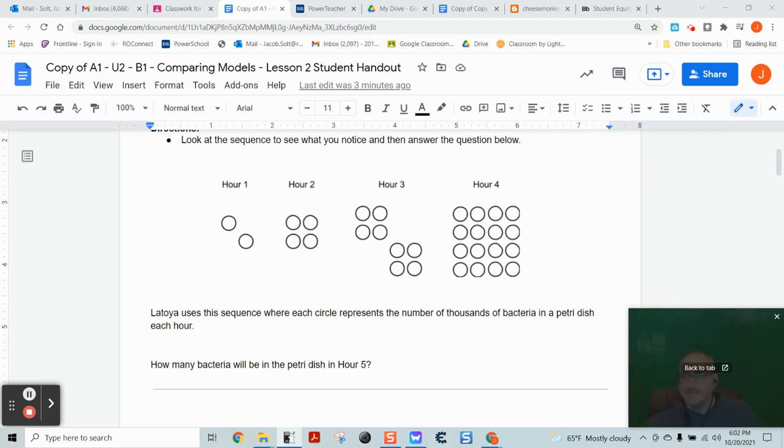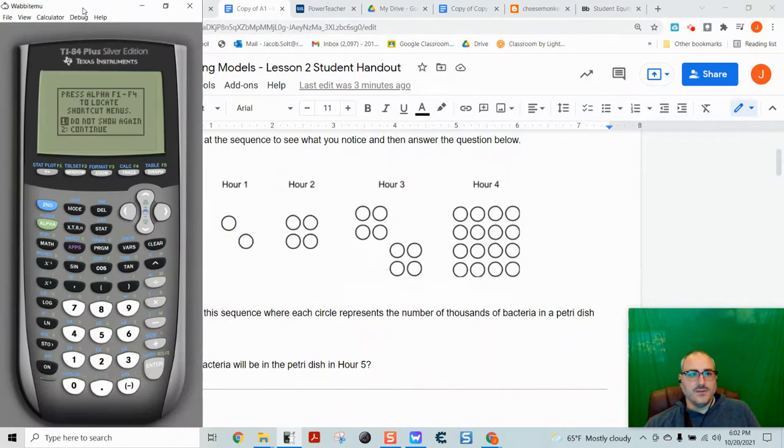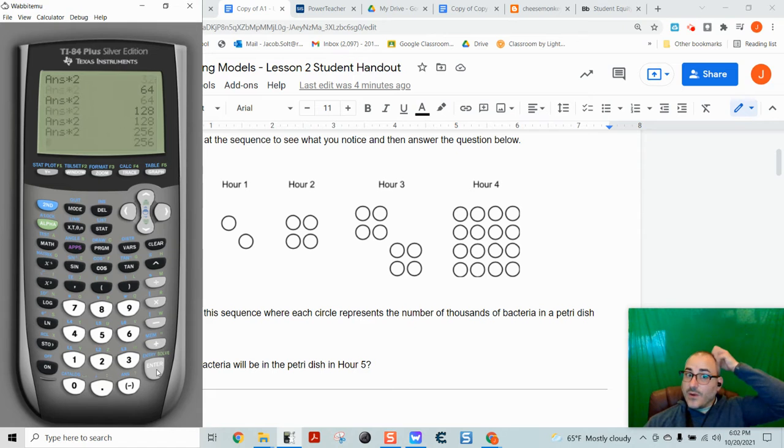Let me break out my calculator and let's see what we can come up with here. There's going to be 2 in hour 1. I'm going to times 2 to get hour 2, 4,000 bacteria. In hour 3, I press enter again. Now it's 8. I press enter again. Now it's hour 4, hour 5, hour 6, hour 7, hour 8, hour 9, hour 10. I'm not going to press the button. You're going to figure it out. It'll be 512 times 2.